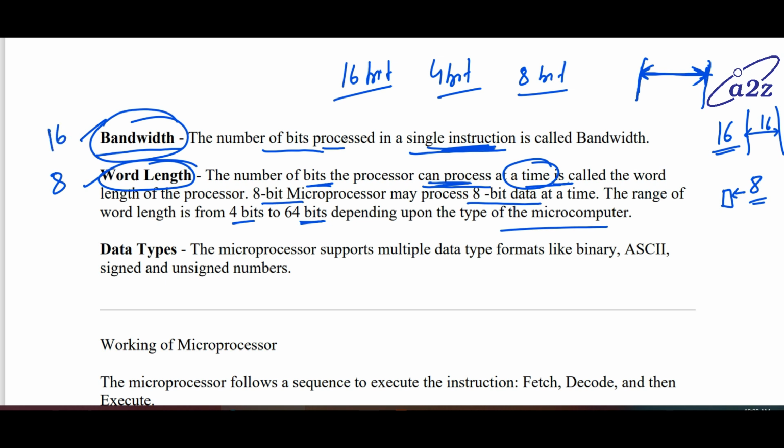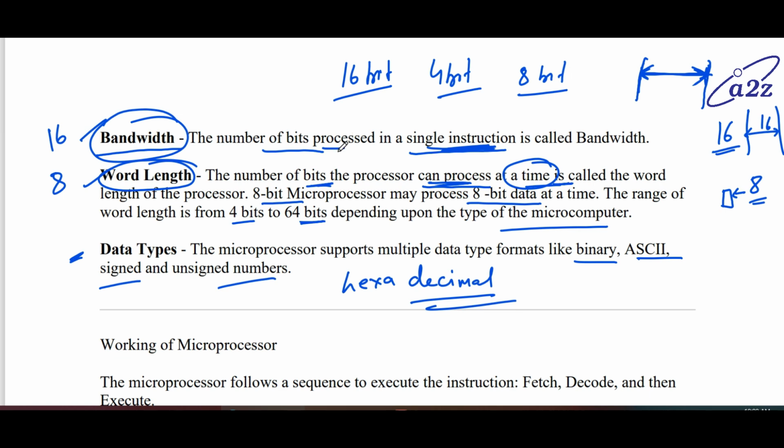Okay, next is data types. Processor supports multiple data types like binary, 0-1, ASCII codes, signed, unsigned numbers, hexadecimal numbers, and so on.